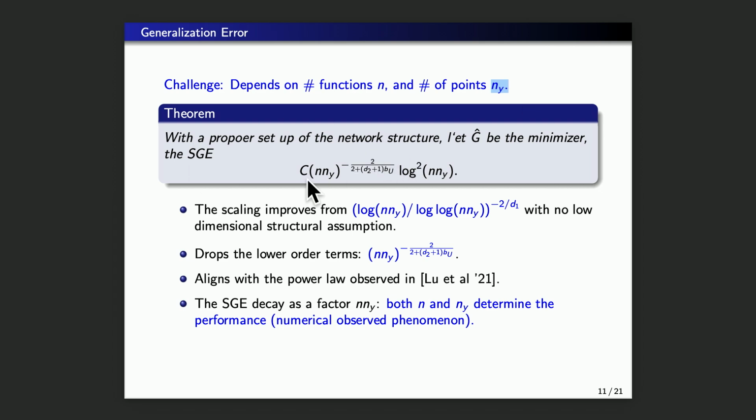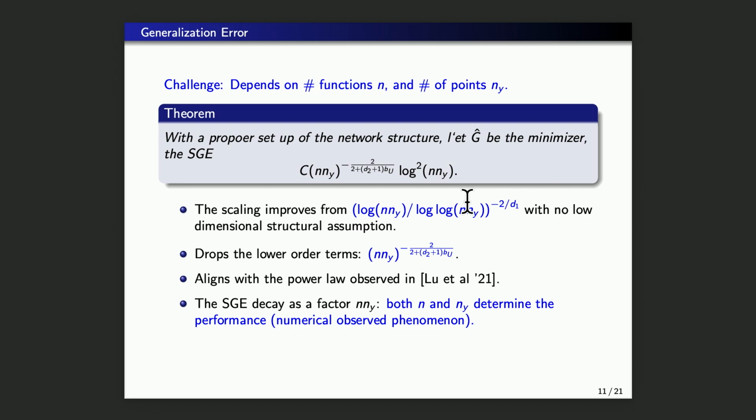So finally, we show that the generalization error essentially will decay as a product of N times NY. In this result, we are already taking into account the low-dimensional structure assumption. If we drop this lower order term, you can still observe the power scaling law. This power scaling law decay for the generalization error was, I think, first observed in the first DeepONet paper around 2019. And here we just give some theoretical justification for such phenomena.